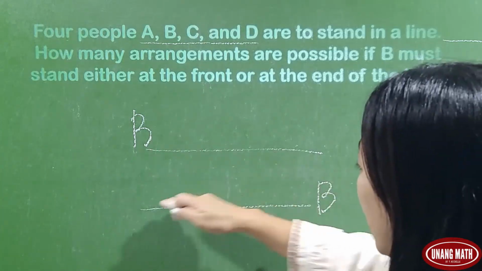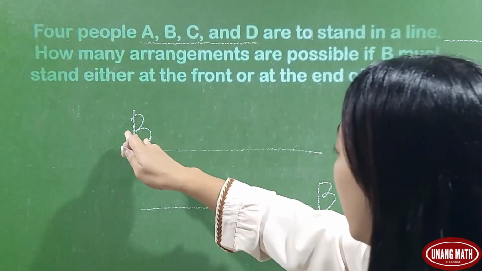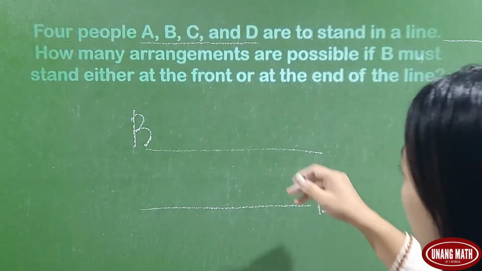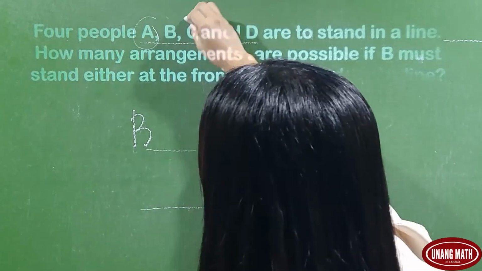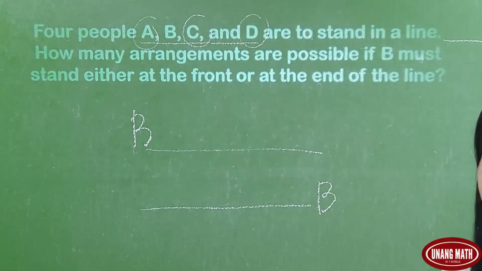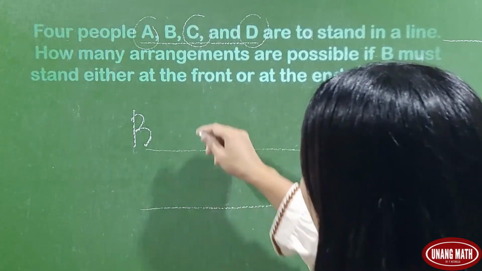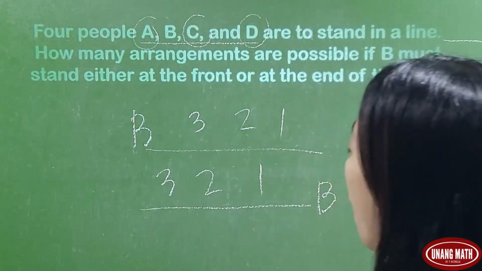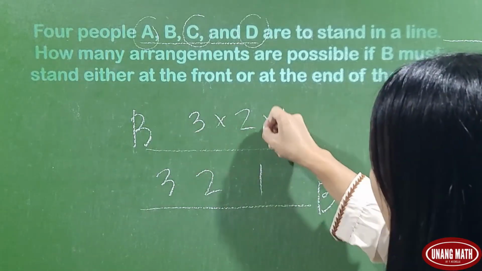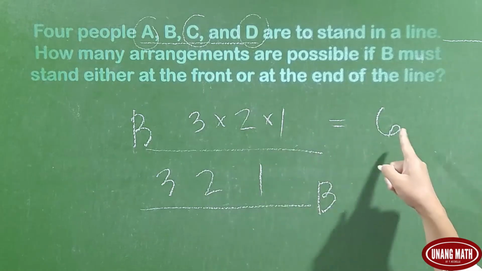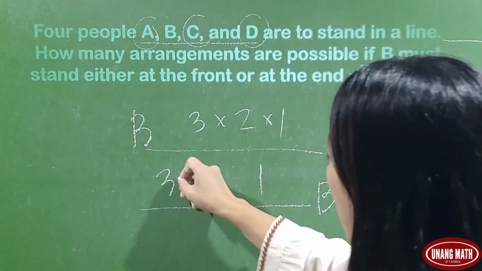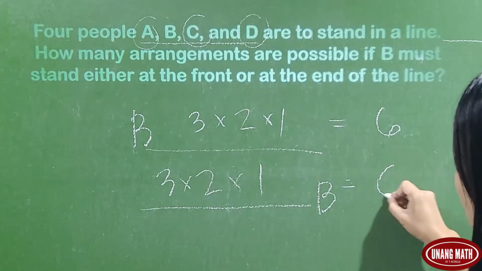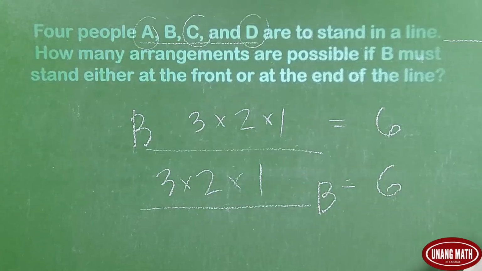So we can illustrate it this way. Since it's already given that B is in front or B is at the end, we are just going to arrange A, C, and D. So if we're going to get the outcomes, this is 3, 2, 1. This is 3, 2, 1. And this happens at the same time, so we multiply. So it means we have here 6 outcomes. What about here? We also multiply because it happens at the same time. So we also have here 6 outcomes.